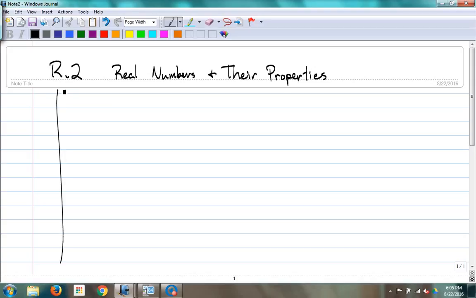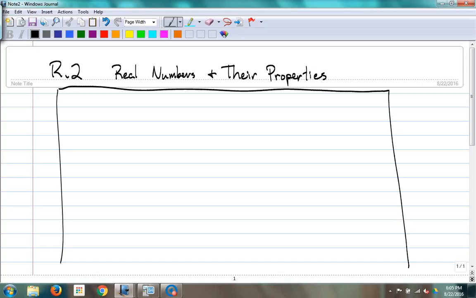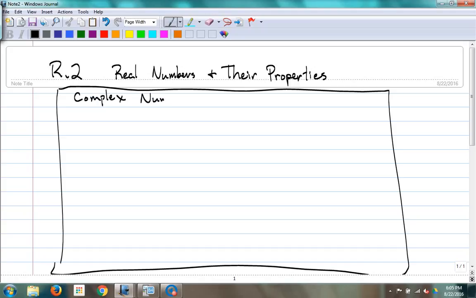There's this really big box that's all the numbers in the world that we know of, that we've really learned a lot about. And they're called the complex numbers. Complex, like hard to deal with. And we'll get to the complex numbers at some point in this class. Not tonight, but we will get to the complex numbers.